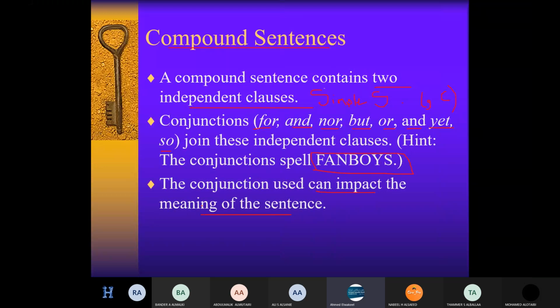And of course, if you have the same idea, you use and. If you have contradiction, you use yet or but. If you have choices, you use or. If you have a result in the 2 sentences, you use so.